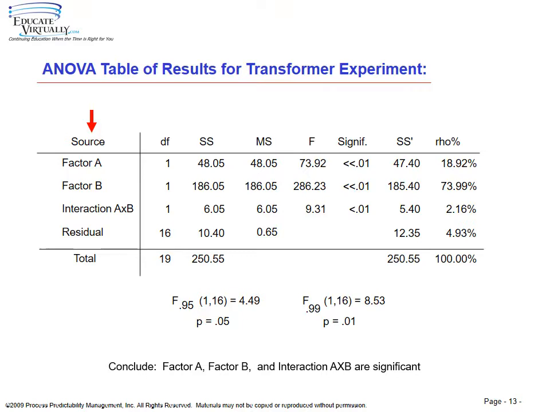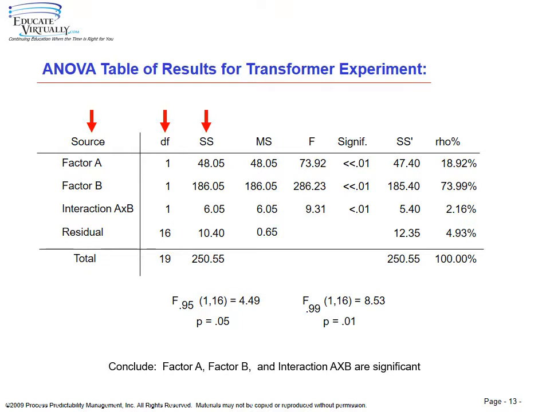The first thing we calculate from our data set is the degrees of freedom. We had 20 total data points. We take away 1, giving us a total of 19 degrees of freedom. Factor A, B, and the interaction all had 2 level settings, so they receive 1 degree of freedom. That leaves us with 16 degrees of freedom for the residual.